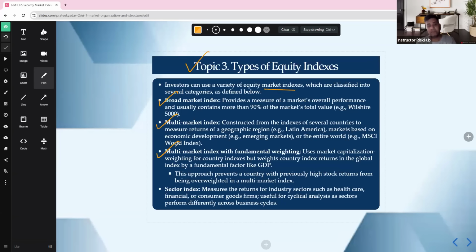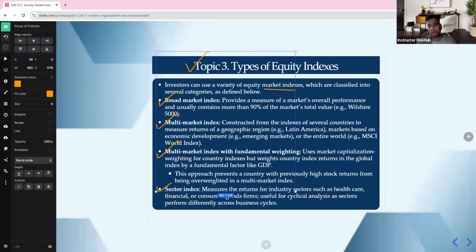Then we have multi-market index with fundamental weighting. Here, countries are weighted by GDP or fundamentals, not just by market cap. It's important because it prevents countries with large markets from getting overweight. Then we have sector indexes. Examples are banking, IT, pharma, used for sector market strategies, business cycle analysis, etc. Okay, it's very theoretical in nature. You can read it quickly.